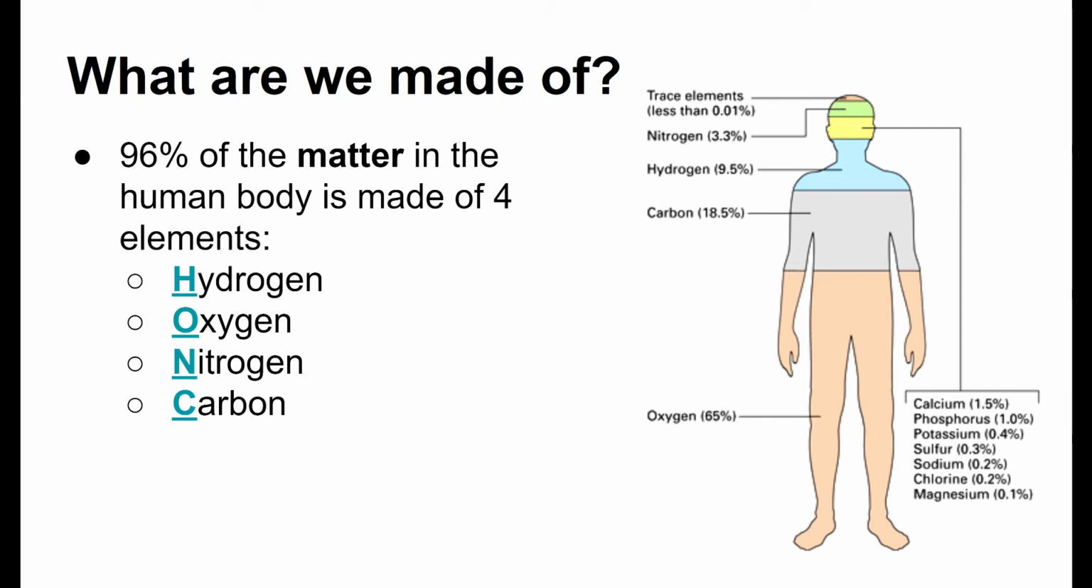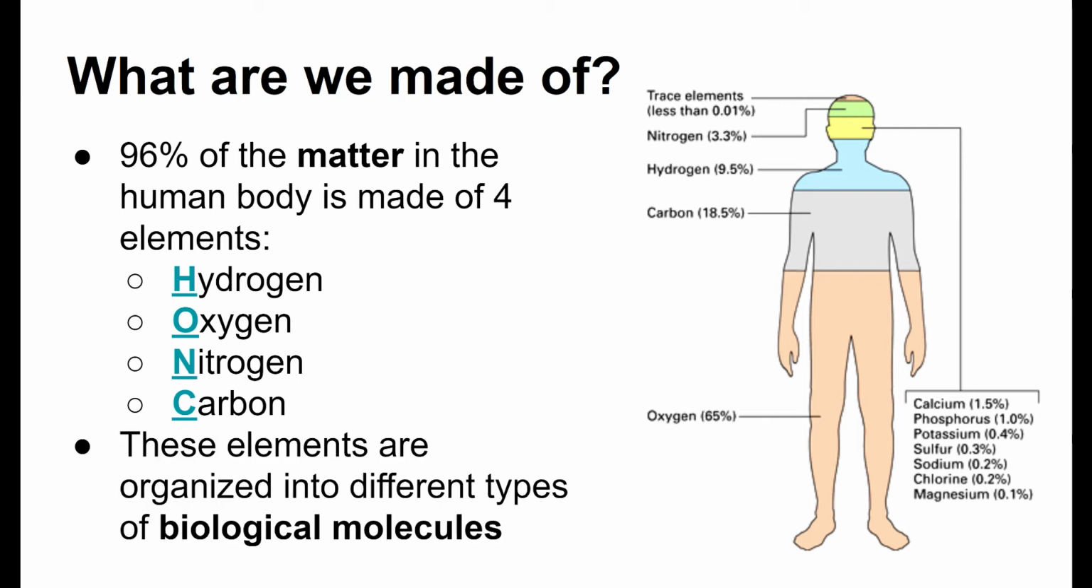Then, of course, the other 4% of our body is made of lots of other elements that are, of course, very important, but these are the four most important. Now, when we hook all of these atoms together and rearrange them, we make what are called molecules. Molecules are just atoms that are bonded together, and the important molecules in our body are called biological molecules because they're the important molecules for living things.